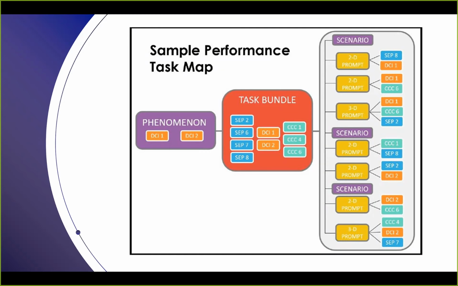So as we can see, starting with the phenomenon piece, we have two DCIs that have been selected and a phenomenon to match. Then we move to the middle, which is the task bundle. So we really start to see and get a visual of how the three dimensions of our Nebraska College and Career Ready Standards for Science start to work together to elicit student knowledge and understanding. Finally, as we move to the last column there, we see a scenario in which students will be presented with prompts that will elicit their knowledge and help them make sense of the scenario. And we can see those pieces as well. So for example, the SEPs, the DCIs, the CCCs, and how they work together in each of the scenarios.